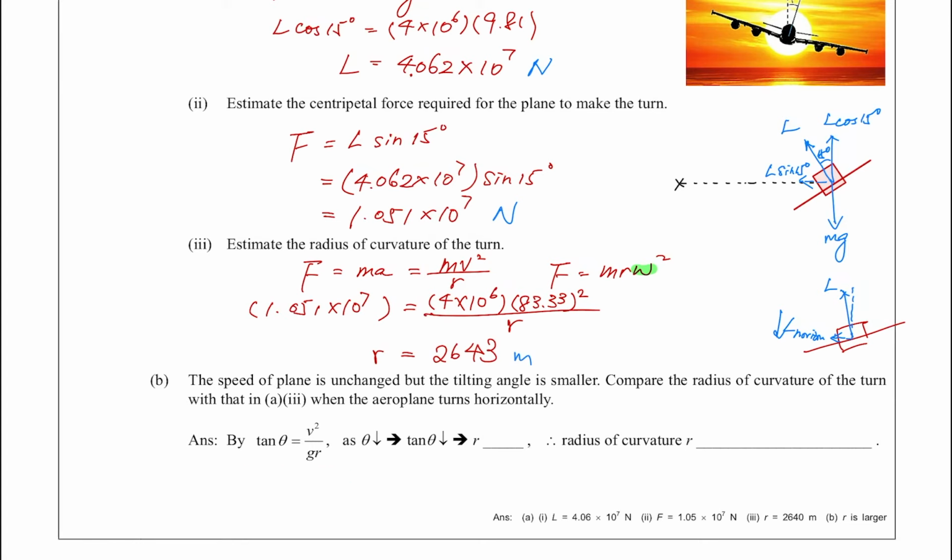Or you can explain it by the equation tangent theta equals v squared over gr. If theta decreases, the whole tangent theta will decrease. And if the left hand side decreases while keeping v unchanged, the only thing that we can change is that we have to increase the r, so that the denominator becomes larger. So the radius of curvature will increase. The plane has to turn around a corner which has a larger radius.